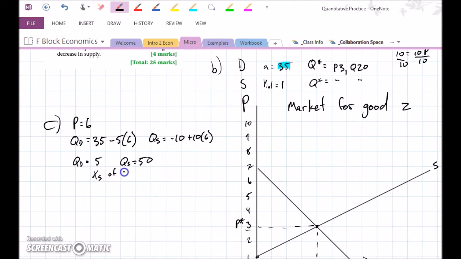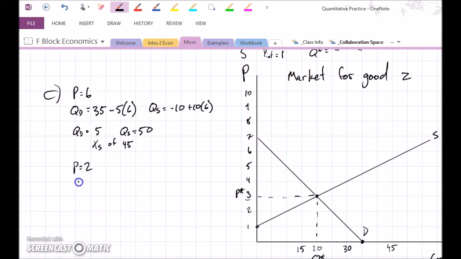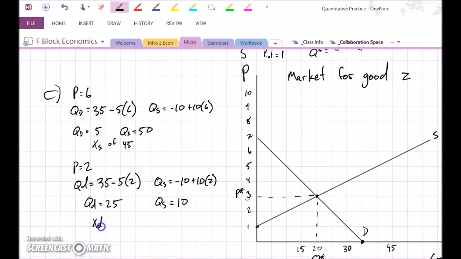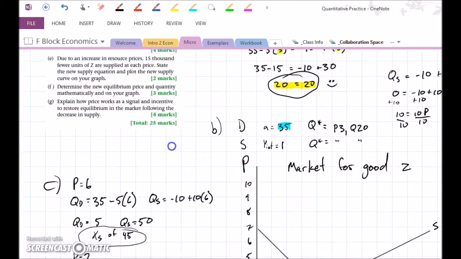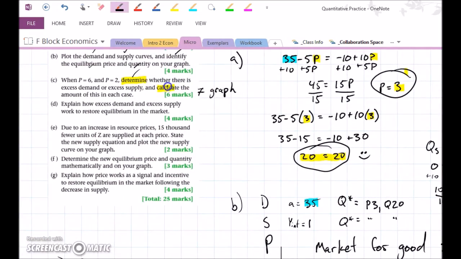So excess supply of 50 minus 5 is 45. Now we're going to do price 2, substituting 2 into the demand function and the supply function. And we're going to have excess demand of 25 minus 10, so 15. Circle my answers, good to go, check that I did everything, move on.